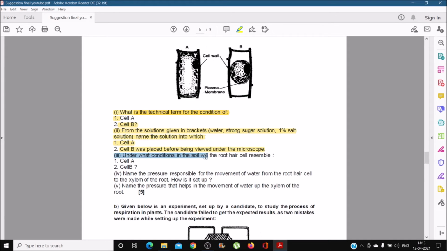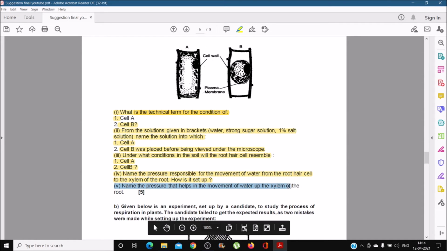Under what condition in the soil will the root hair cell resemble cell A, cell B? Now, name the pressure responsible for the movement of water from the root hair cell to the xylem of the root. How is it set up? Next, name the pressure that helps in the movement of water up the xylem of the root.